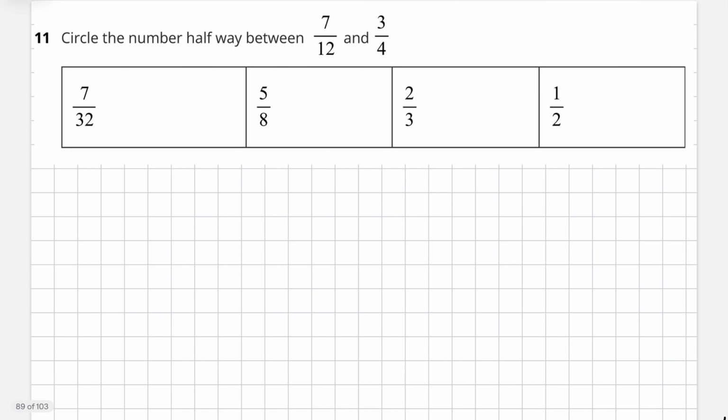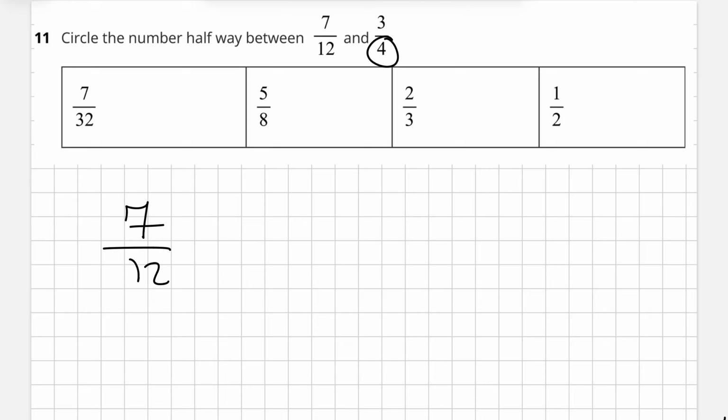Okay, so let's go through this one. It's question number 11. Circle the number halfway between 3 over 4 and 7 over 12. First of all, we cannot decide which number is between these two without having the same denominators. So 7 over 12, since it has the bigger denominator, we're going to leave as it is. We're going to be changing 4 into 12.